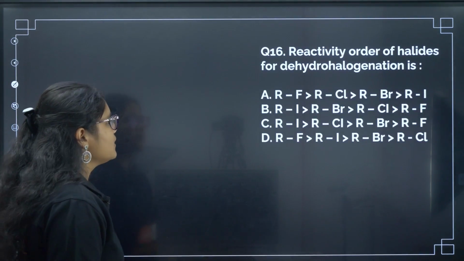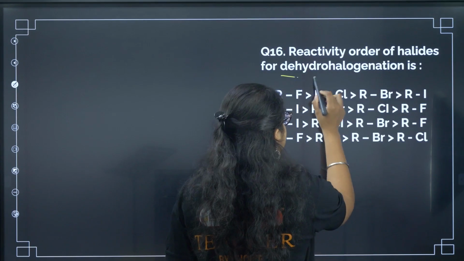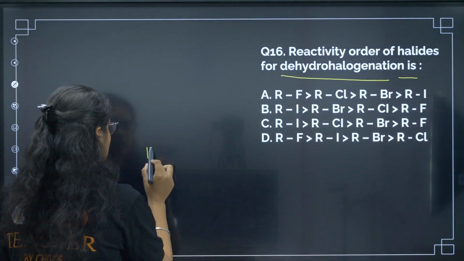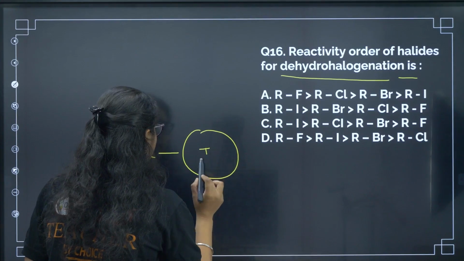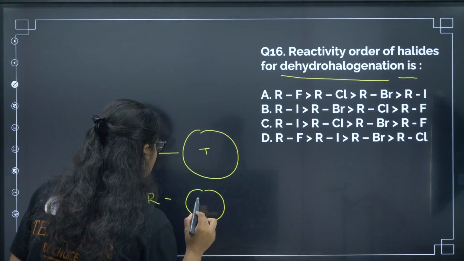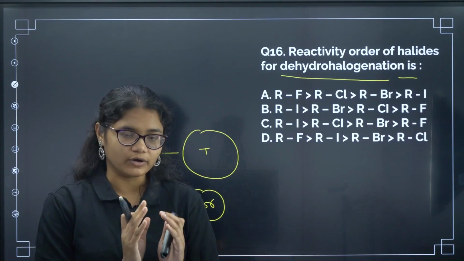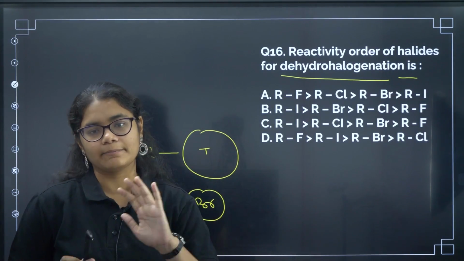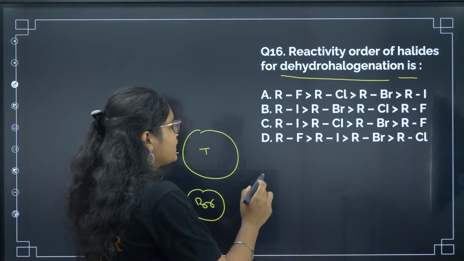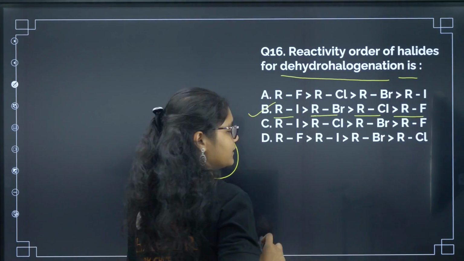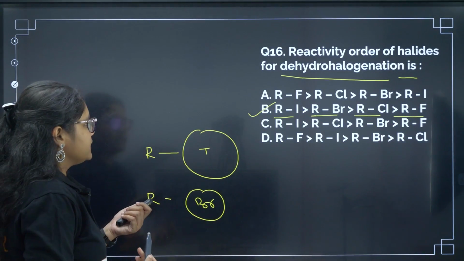Easy question. Reactivity order of halides, dehydrohalogenation. So we know as the molecule becomes R-I, okay, then we have R-Br. As the size increases, the bond is weak due to the poor overlapping of the orbitals. So the correct answer for this question is R-I, R-Br, R-Cl and then R-F. Option number B. Easy question.